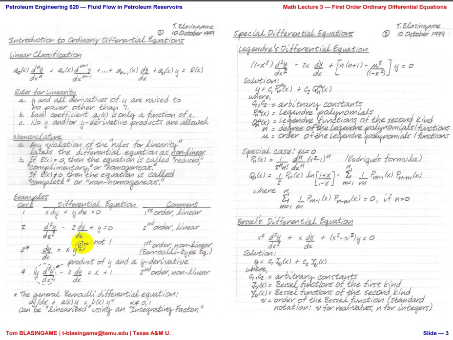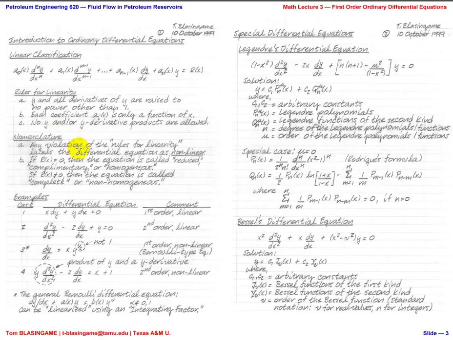It is nonlinear because of this exponent. It is raised to the power of 1/2. And this is the product of the y and y derivative, which doesn't fulfill the requirement of the third of the rules we defined.